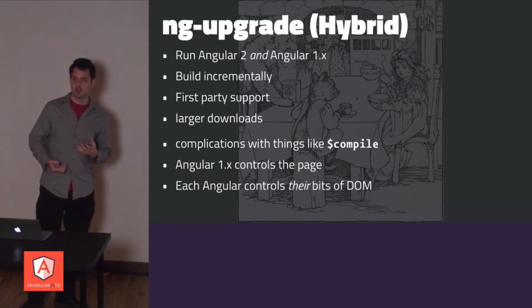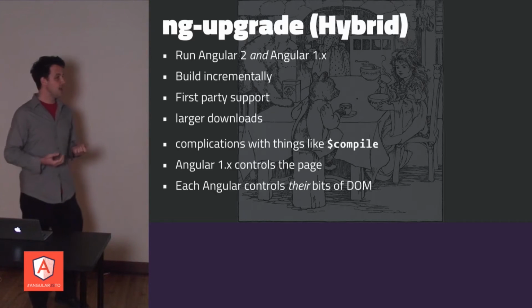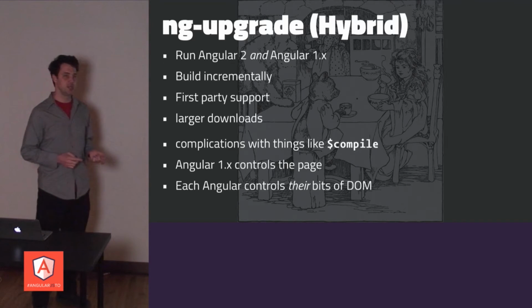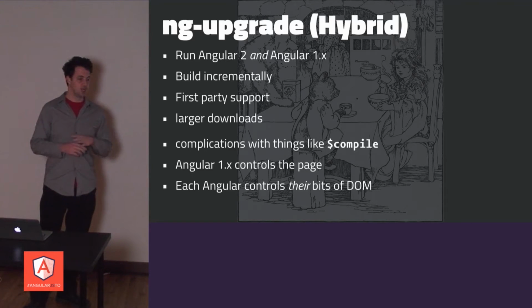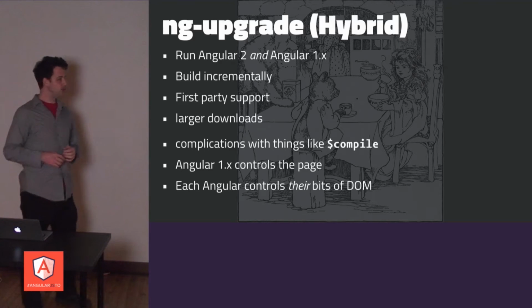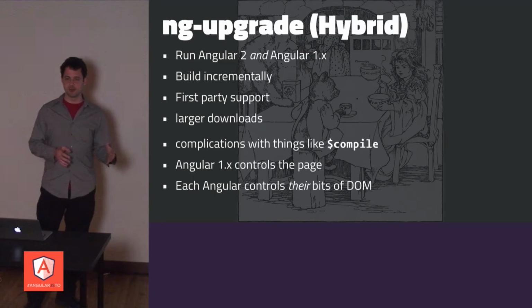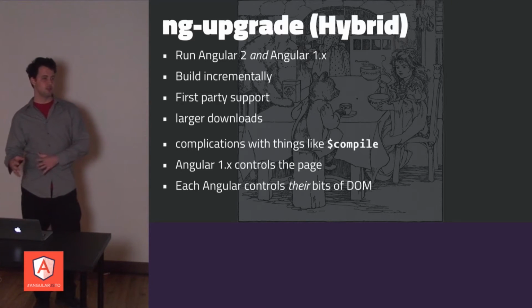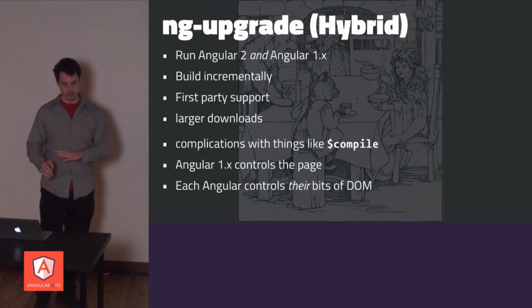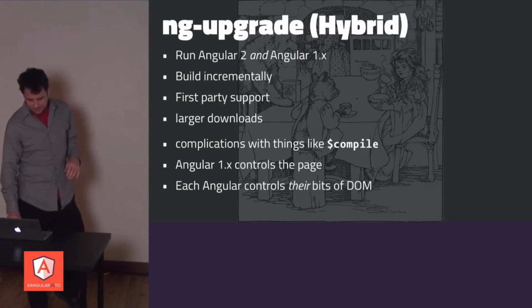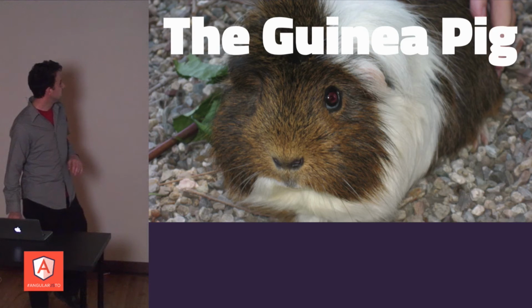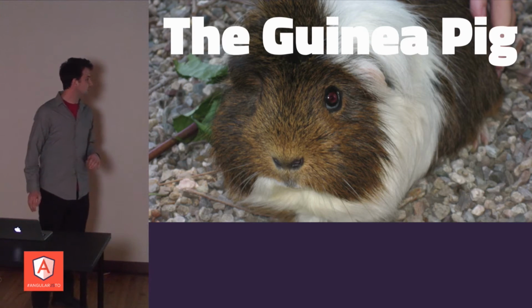And then there's a couple things to keep in mind with this Angular app. When you're running Angular 1 and 2 through NG upgrade together, Angular 1 is always in control of the page. So it essentially is your application for all intents and purposes. And both of the Angulars each control their own segments of DOM. So if Angular 2 has a piece of DOM, Angular 1 can't touch it, and vice versa. Now, that's not going to be so relevant to our upgrade story here. We're going to be looking at a guinea pig application.